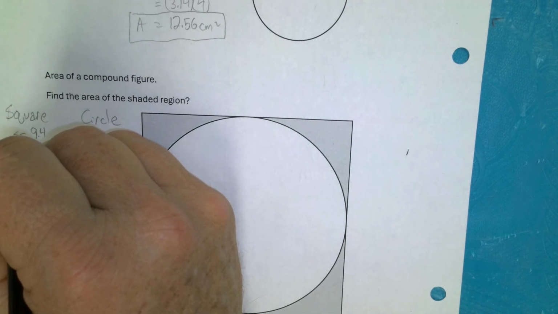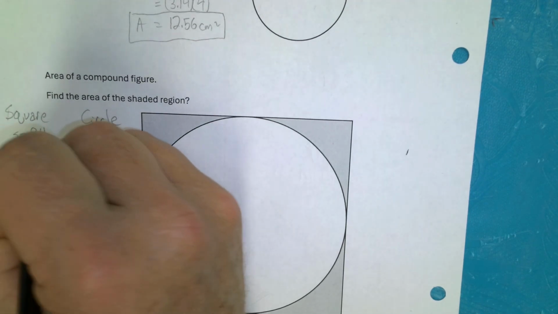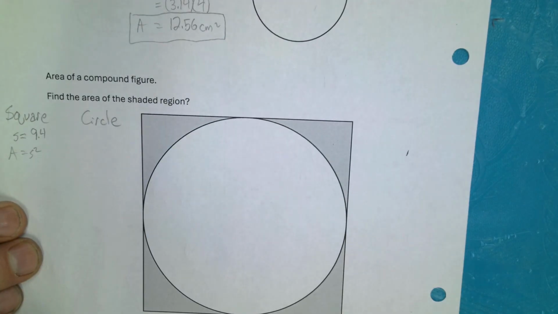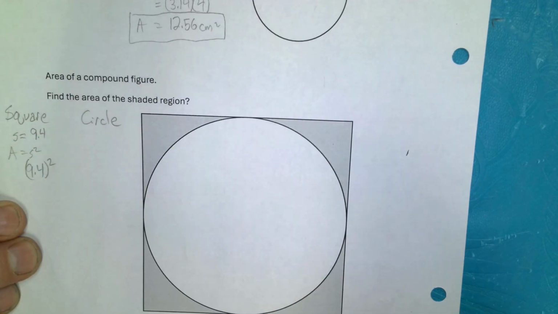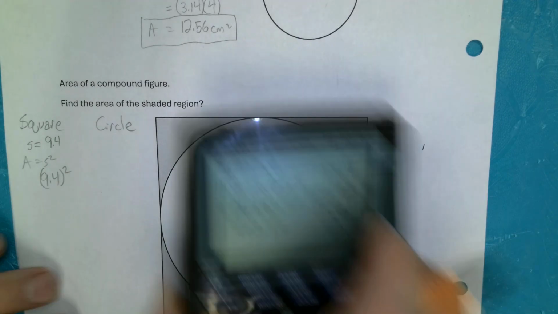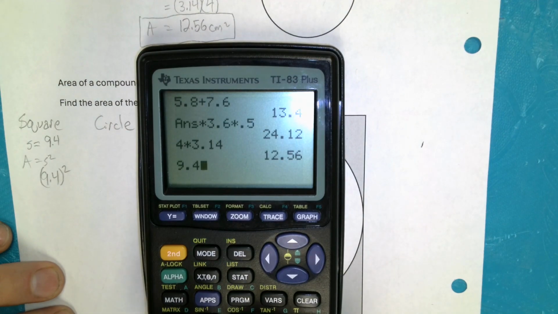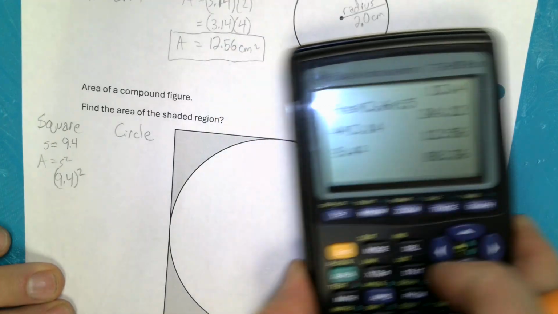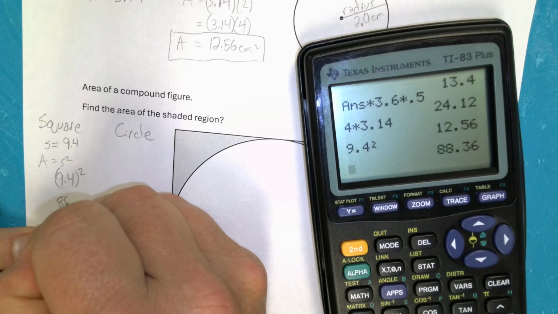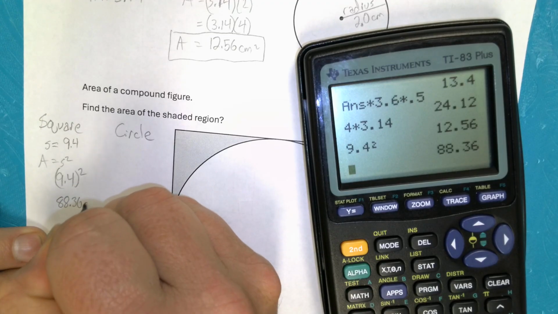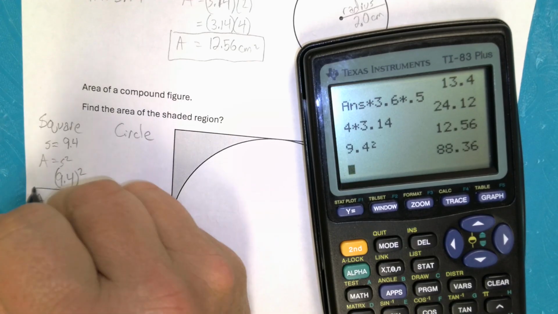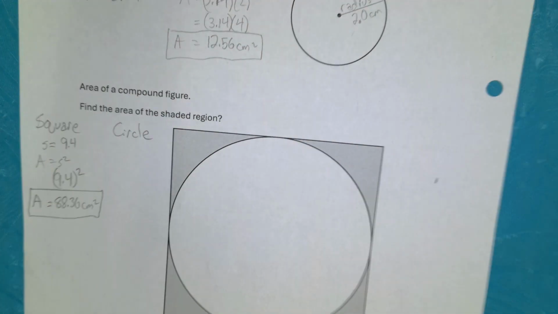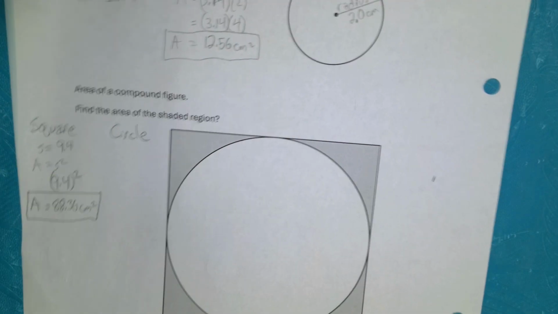And the area is s squared, isn't it? So it is 9.4 squared. So all we have to do is plug that in our calculator and we'll know the area of the square. 9.4 squared, 88.36 centimeters squared. Nice. Well, what about the circle?